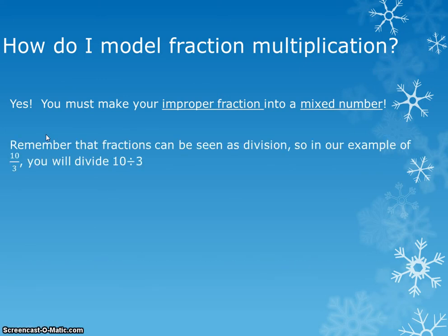Remember that fractions can be seen as division, so with our example of 10/3, you will divide 10 by 3. When you divide 10 by 3, you have 3 equal groups with 1 left over. When we make this into fractions, we see that we have 3 1/3. Therefore, your final answer for 5 times 2/3 equals 3 1/3.